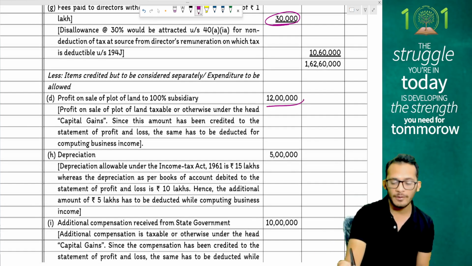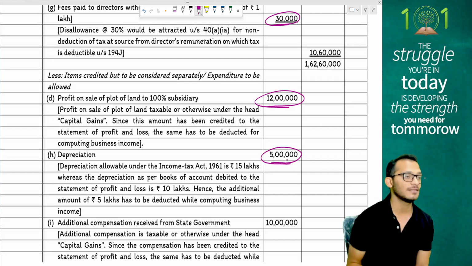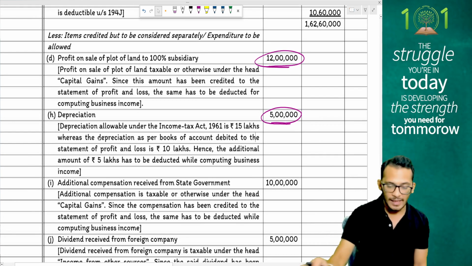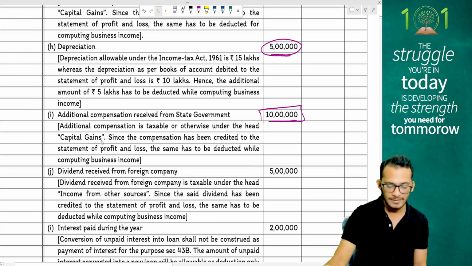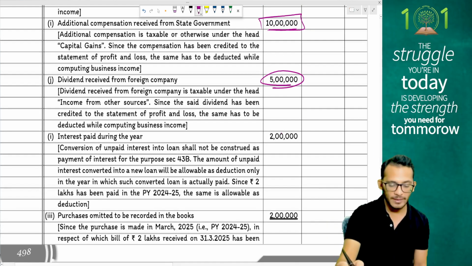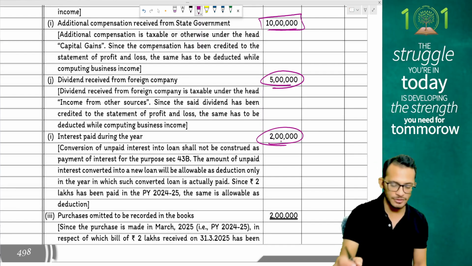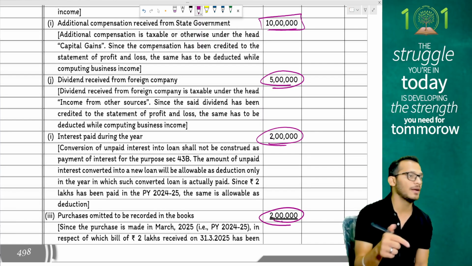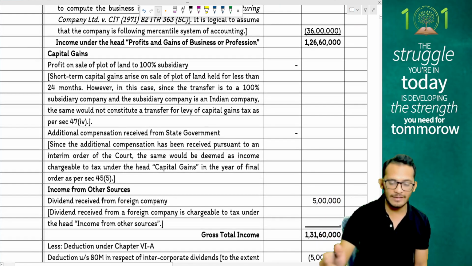Yes. Next, fees paid to directors without deducting TDS will get disallowed for 30% because it is not liable for TDS. I am removing my 12 lakhs because it's moved to capital gains. I am removing my 5 lakhs, which is my normal depreciation. I am removing my 10 lakhs because it is moved to capital gains. Removing my 5 lakhs because it is going to IFOS for dividends. Removing my 2 lakhs of interest, which is conversion of loan. 2 lakhs of omission, which I made on the recording of the purchase. Yes. After this, people, I will arrive at capital gains.